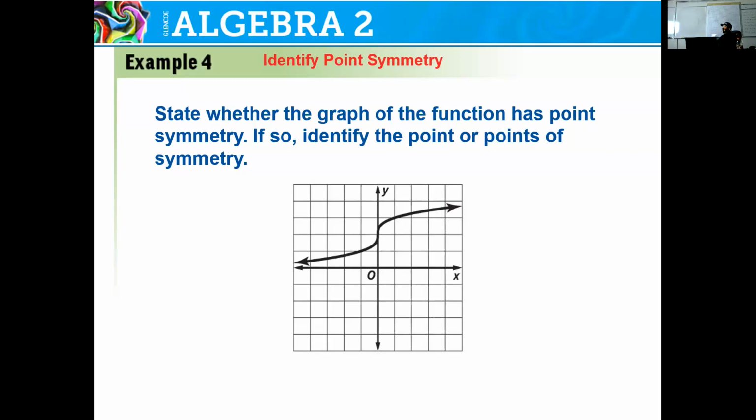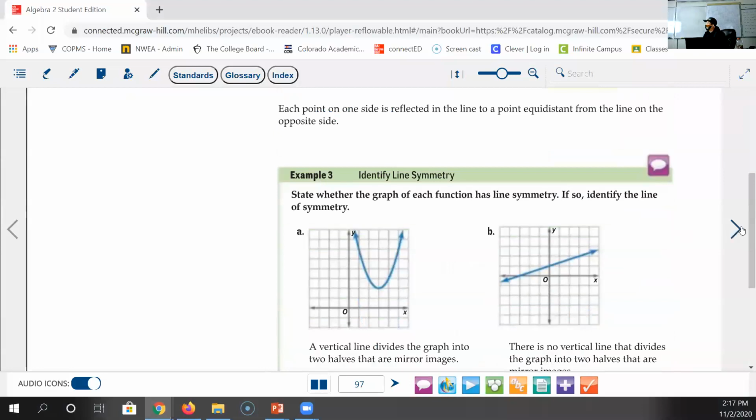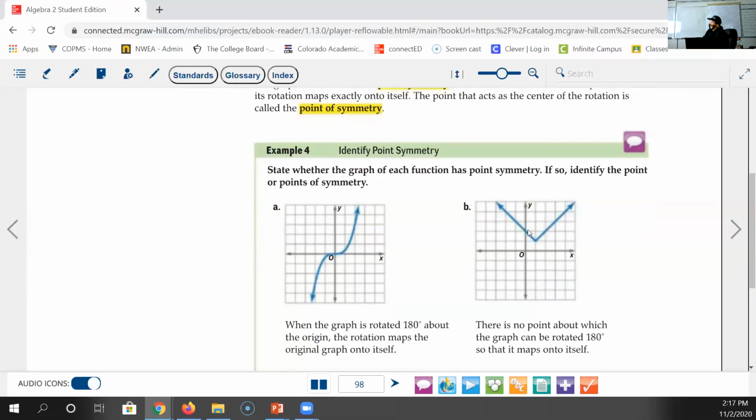Now we're looking at point symmetry. Point symmetry, if we look at the example in the book, because I think it does a better job of explaining it. It will have point symmetry if it can be rotated 180 degrees about a point so that its rotation maps exactly upon itself.